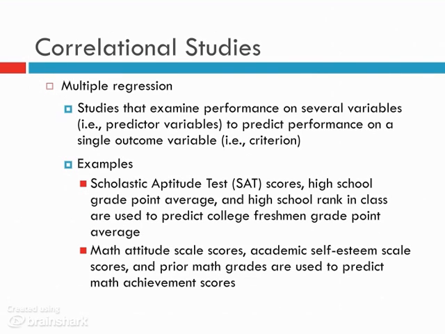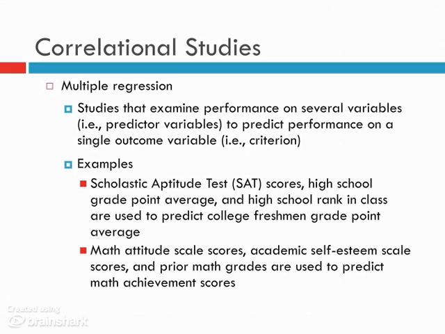In a multiple regression study, instead of just looking at how one variable impacts another, you're going to look at several variables. Those are all going to be your predictor variables and how they predict the criterion variable. So in the last example, we looked at SAT scores and grade point average of freshmen.